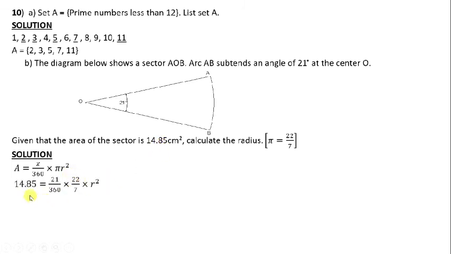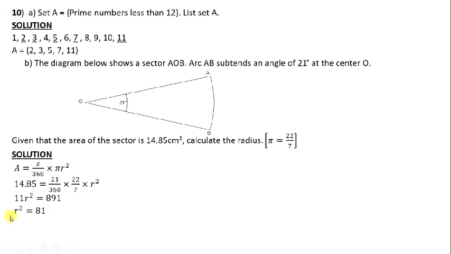Let's do that. So we are saying 14.85 is equal to 21 over 360 degrees times 22 over 7 times R squared. When we multiply that, we end up with 11 R squared is equal to 891. What are we supposed to do? Divide both sides by 11. You find that our R squared is equal to 81.